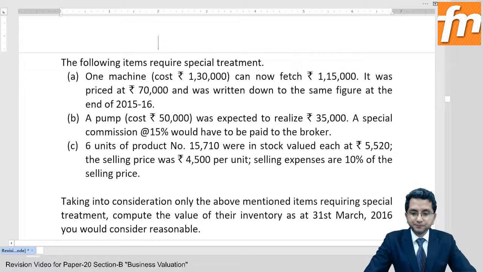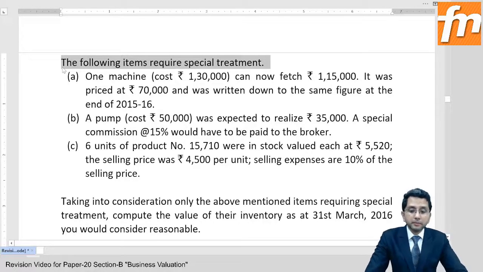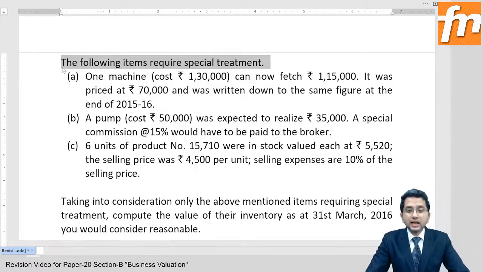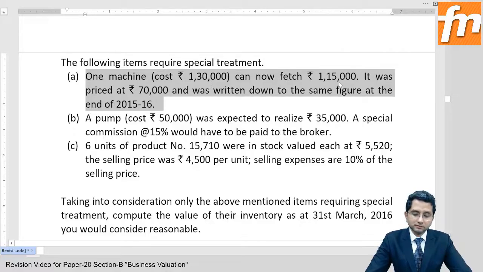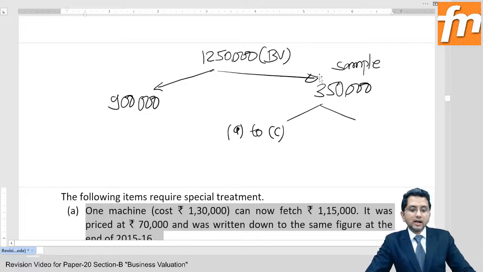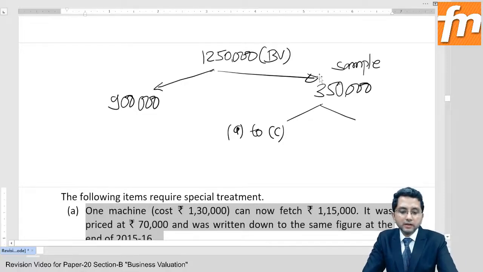Now the next thing. The following items require special treatment. Okay. These are ABC items. One machine, that is one inventory item, which has a cost of rupees 1,30,000, can now fetch rupees 1,15,000. So cost or realizable value, whichever is lower, this item A should be valued at 1,15,000.